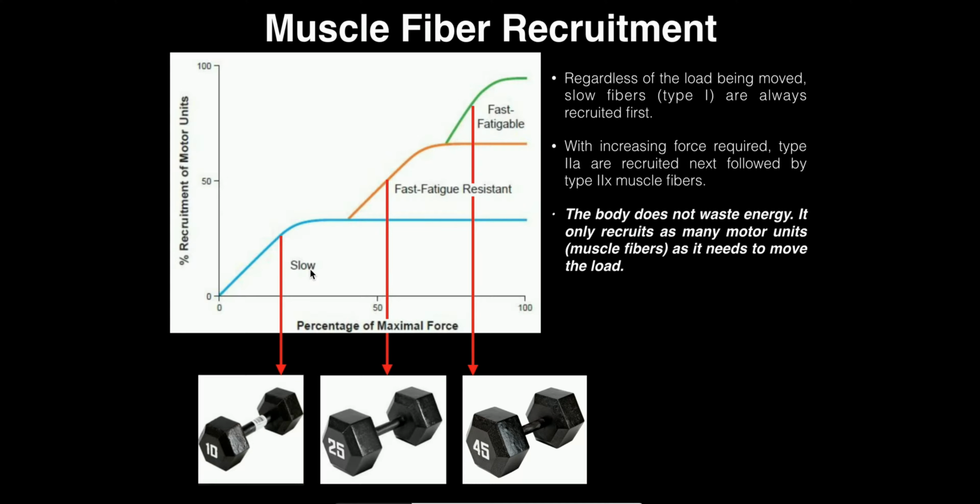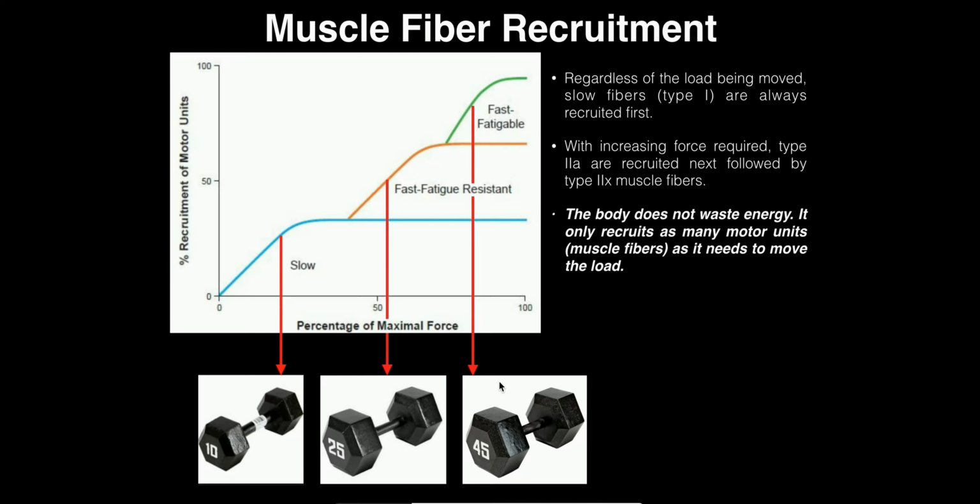All right, so we're going to explain this graph one step at a time, and to do so, we're going to have a qualitative look at exercise intensity, or the amount of force we need to produce, by looking at different dumbbells with different weights. First of all, we have our light weight, which is the 10-pound dumbbell. Intermediate is 25 pounds, and the heaviest is going to be 45 pounds.